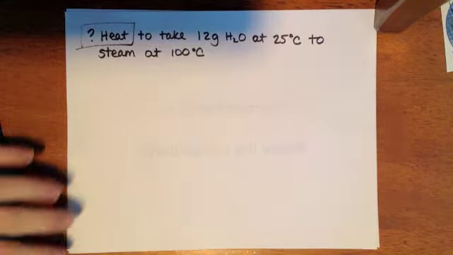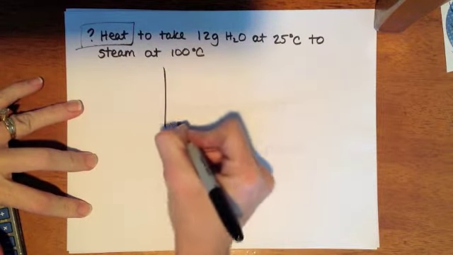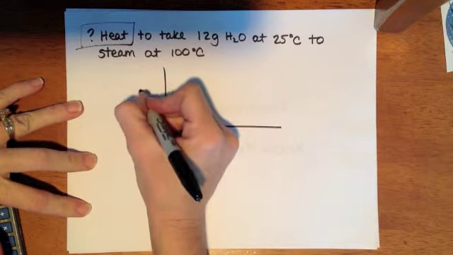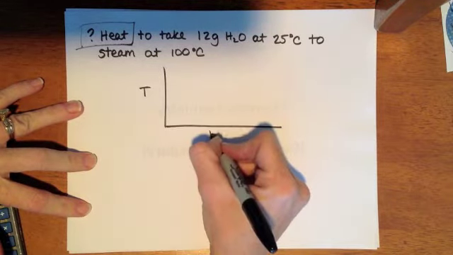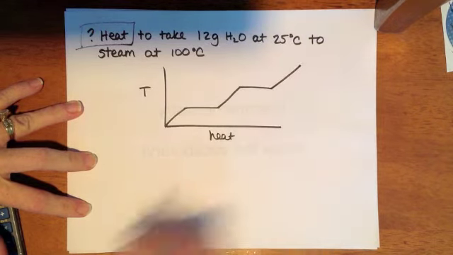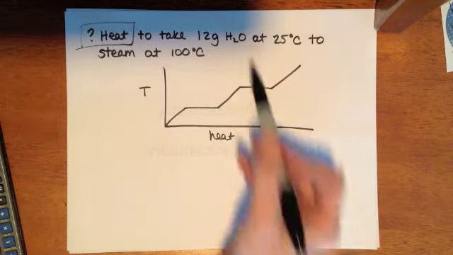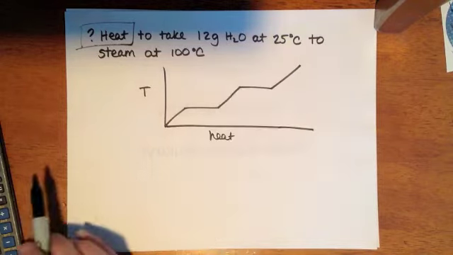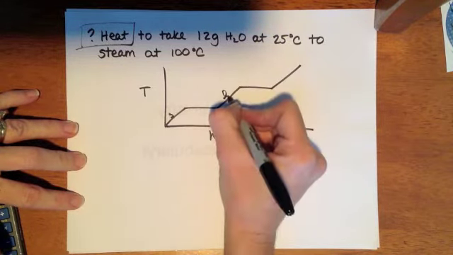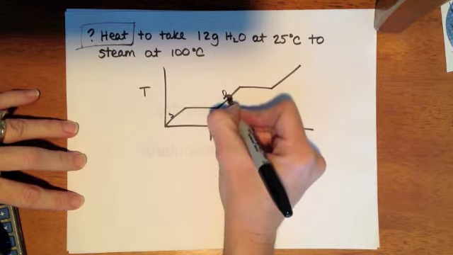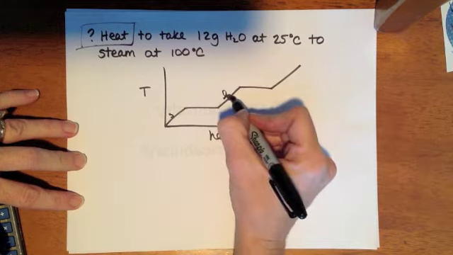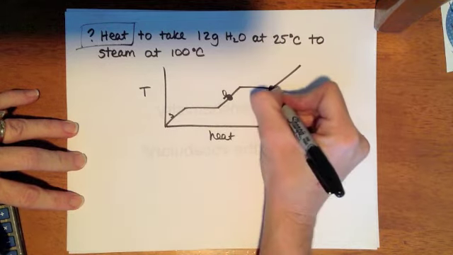So let's try this one. I'm going to have temperature, heat again. So 12 grams of water at 25 degrees. Well, this is solid, this is liquid, so it's in this zone somewhere at 25 degrees all the way to steam. So I have to heat it up and then vaporize it.